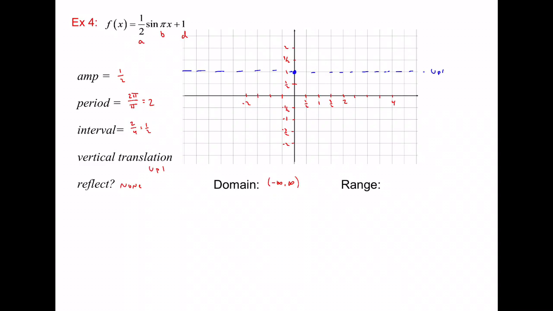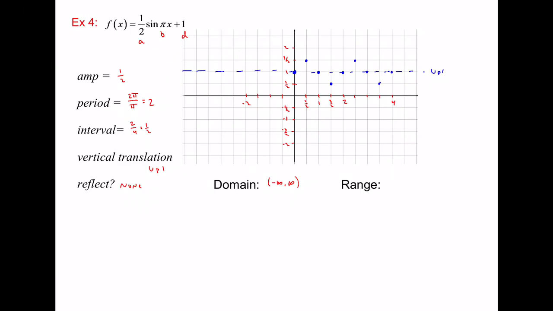So we start in the middle. We go to the max. The amplitude is 1/2, so we're only going to go to 3/2. Then back to the middle at the next quarter mark. Then to the min, which is another 1/2 in terms of the amplitude, back to the middle. Okay, and you can continue to go to the max, middle, min, middle.